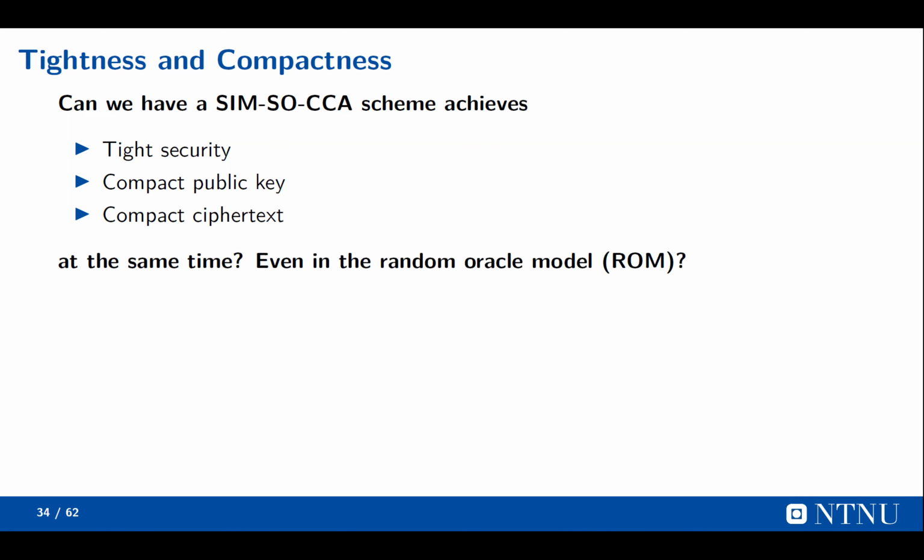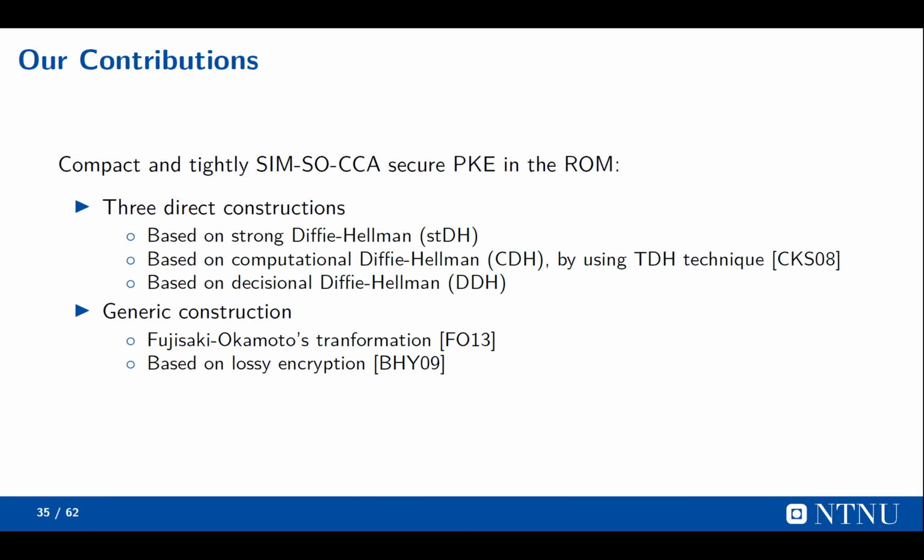We also observe that no such scheme exists in the standard model. So now we want to relax the requirements. Can we have such a scheme in the random oracle model? And this work gives a positive answer. In our paper, we propose three direct constructions and a generic construction. The direct constructions are based on some Diffie-Hellman assumptions, and the generic construction is based on the Fujisaki-Okamoto transformation. We just require the underlying PKE to be lossy encryption.